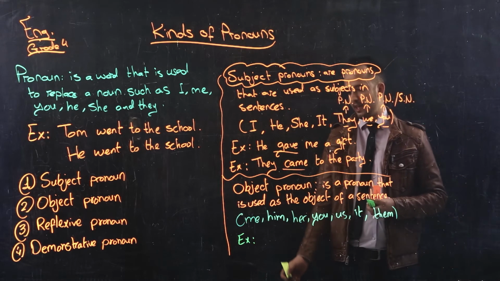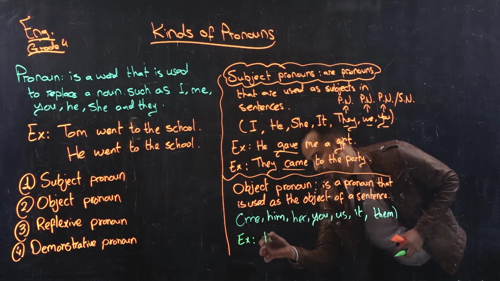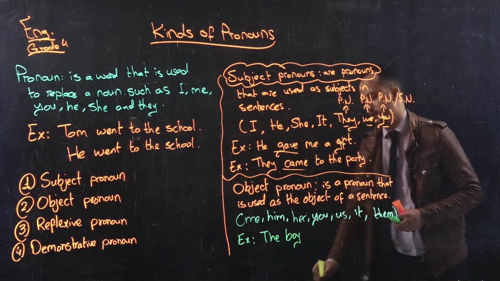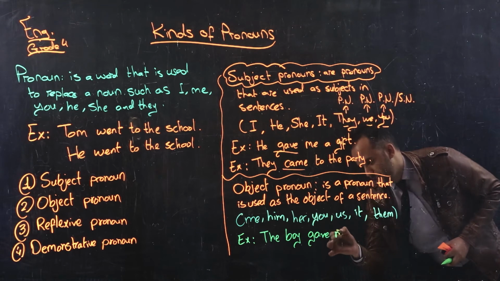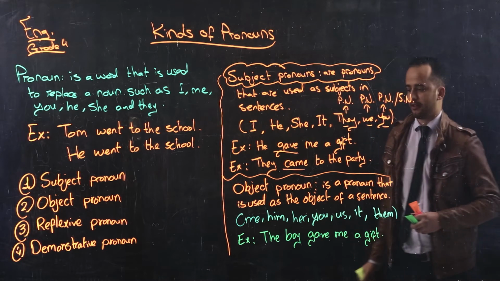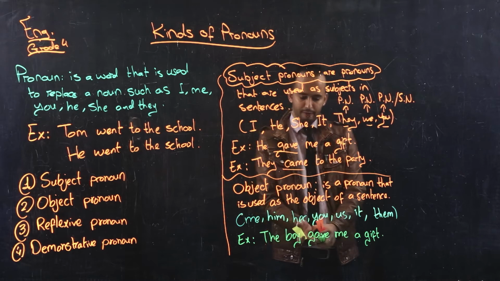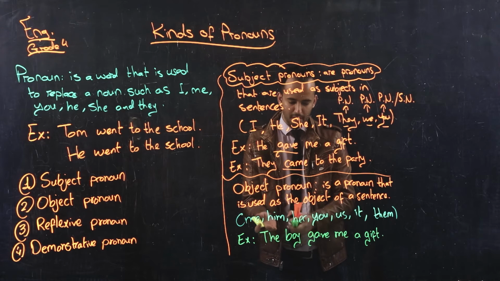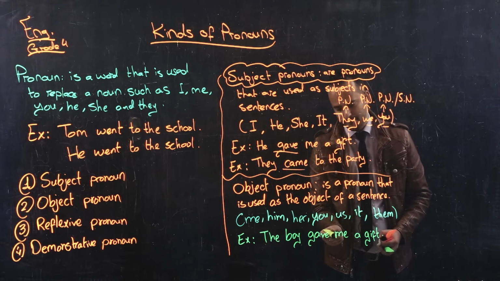Okay, so we say, for example, that the boy gave me a gift. All right, so is there a pronoun before the verb? Before the verb gave? No. What we have before the verb gave is just a noun, the boy. But we have a pronoun after the verb gave, which is me.